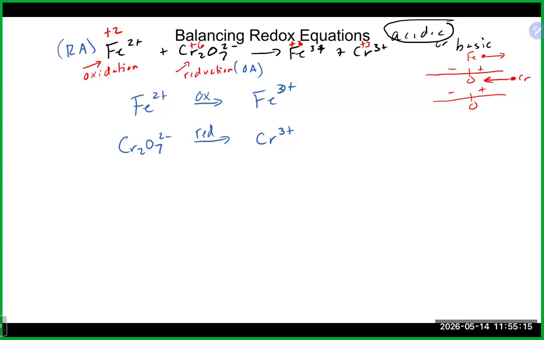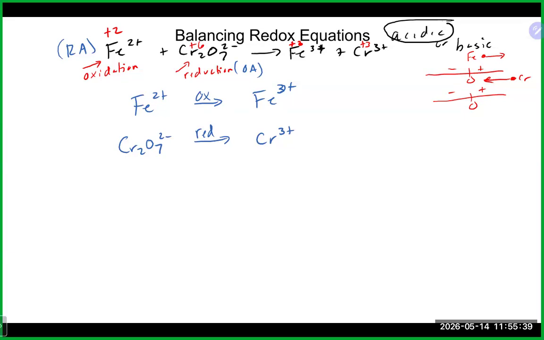All right, now that you have it split off into the half reactions, the next thing you want to do is just balance the equation like a normal equation. We want to balance all the elements except for oxygen and hydrogen. Every other element we want to balance like a normal equation, which means we put coefficients in front of things to balance it out.